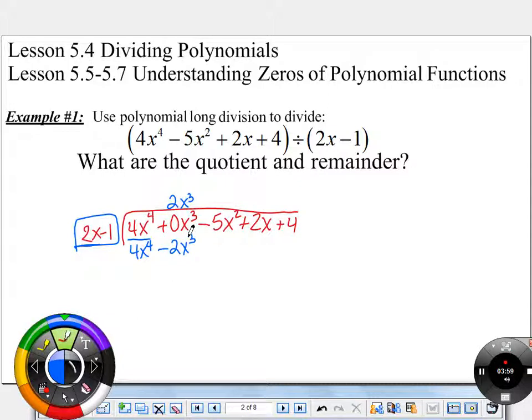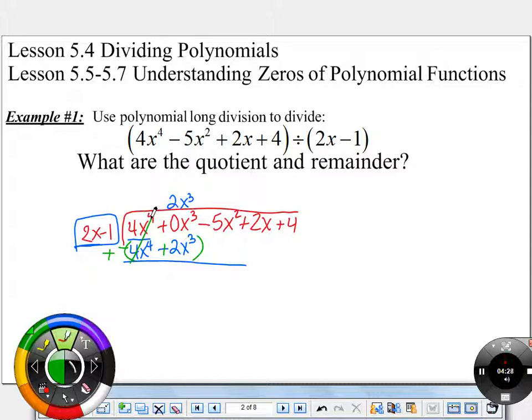Do you guys see why I put the 0x cubed there now? So I have a nice place for things to line up. Otherwise, this would have lined up with this, and if I'm not careful, I could make some stupid mistakes and combine wrong terms. Now, once you multiply them together, what do you do with these two things in the division process? You subtract them. Now, subtracting this, okay, is really like adding the opposite of each term so that the first term cancels out, which is what we wanted because we want to narrow it down to the smallest thing possible.